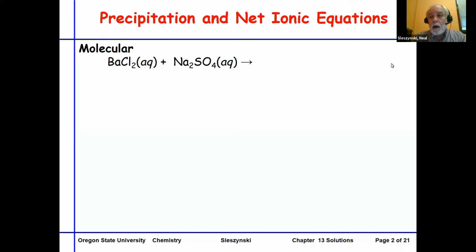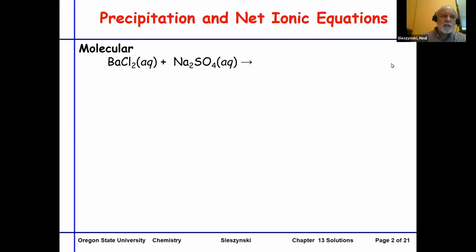We're going to take one of our materials, barium chloride, and by putting aqueous (aq) in parentheses, we're indicating the material is soluble in aqueous solution, which means water. And we're going to add to that an aqueous solution of sodium sulfate. Again, by putting (aq) after that, we're indicating that sodium sulfate is in fact soluble.